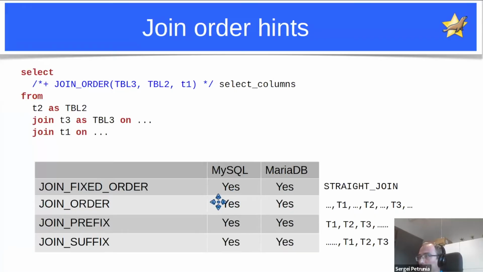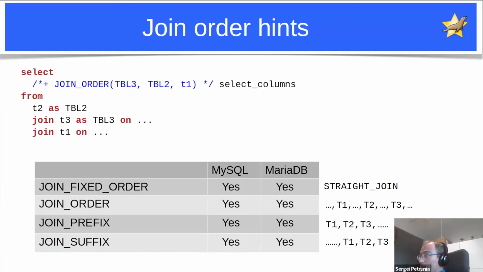Join order is more interesting. It allows you to specify the order of the tables, like here T1 should follow T2, which should follow T3, or here TBL3, TBL2, T1. If there are any other tables in the join, they can be anywhere in the gaps between these tables. The optimizer allows them. So this is already more flexible than straight join syntax. Then there are prefix, which can be useful, and suffix, which I have not seen to be useful, but MySQL had that, so we have it as well.